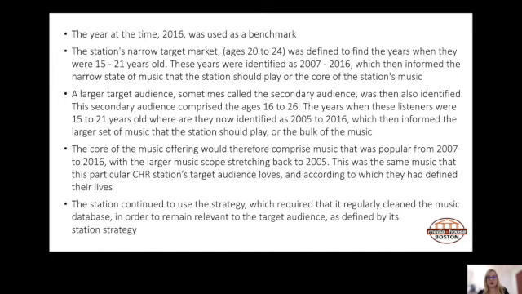The core of the music offering would therefore comprise music that was popular from 2007 until 2016, with the larger music scope stretching back to 2005. This was the same music that this particular CHR station's target audience loves, and according to which they had defined their lives. The station continued to use the strategy, which required that it regularly clean the music database in order to remain relevant to the target audience as defined by its station strategy.